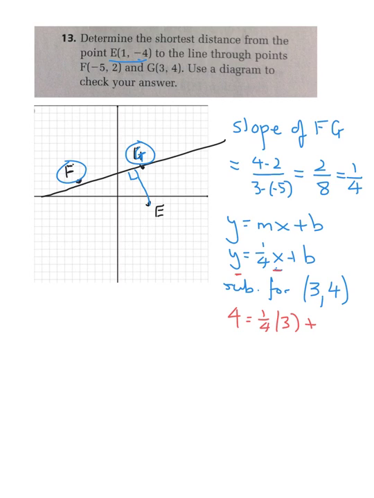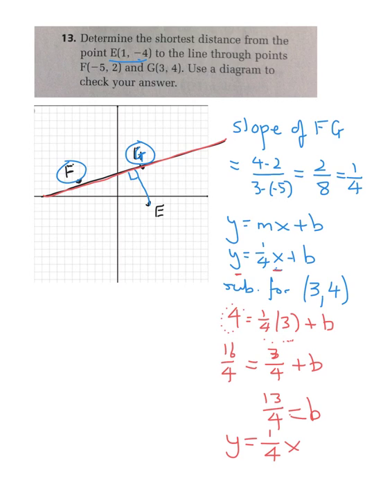Now we've got fractions. Nobody likes fractions, but they're quite easy. This bit here that says 1/4 times 3, well, 3 times 1/4 is 3/4. And we're going to need to convert this 4 here into fourths, so it's 16/4, isn't it? Plus b, and if we subtract 3/4, we get 13/4 for b. So b is 13/4. So this line FG has equation y equals 1/4 x plus 13/4.